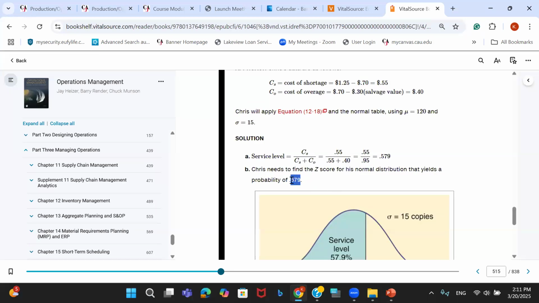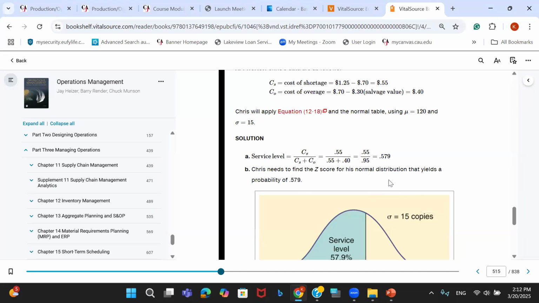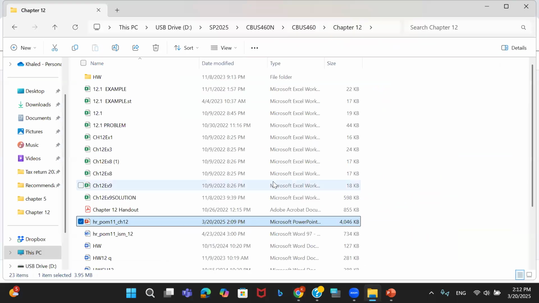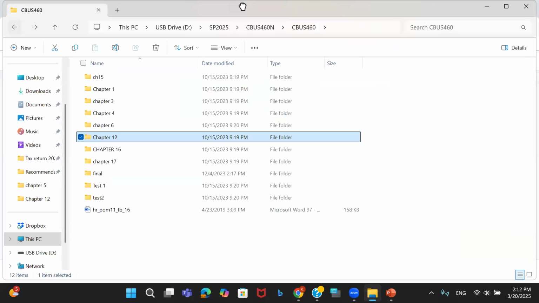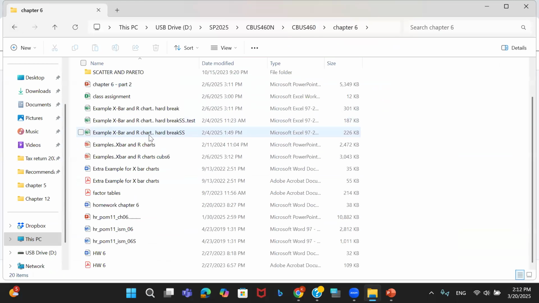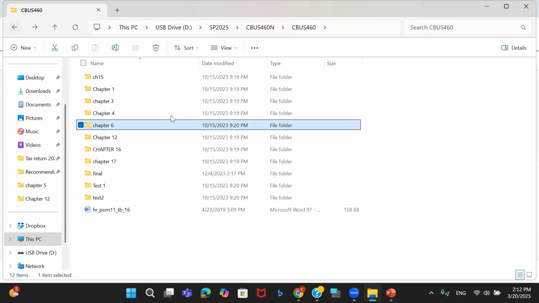0.579. So the z-score for this is 1.199. I can use the tables I gave you, you remember. Let me see which chapter. Normal tables, these are the factor tables. I gave you copies of those normal tables.